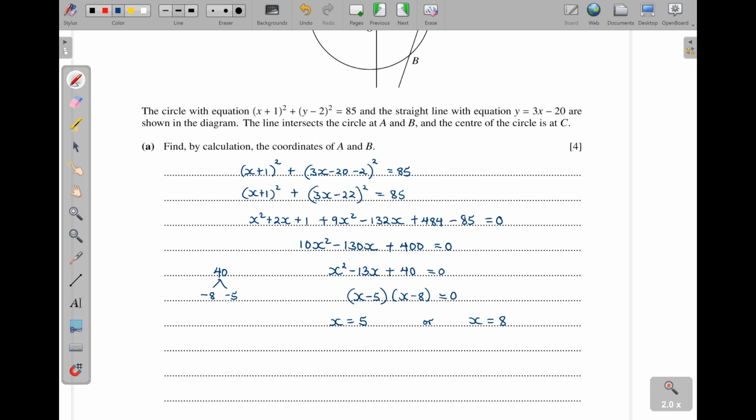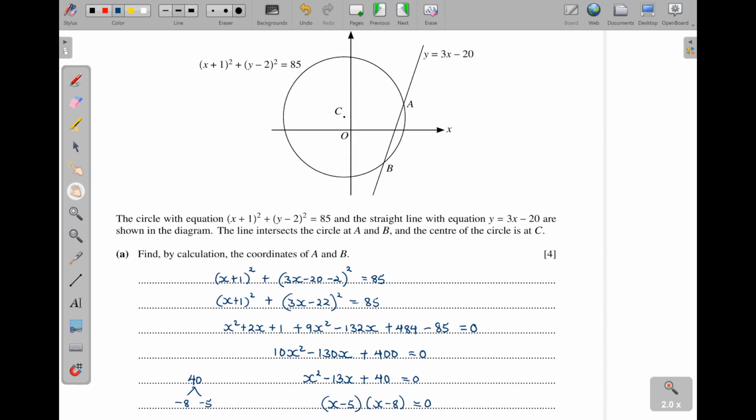So for each of these values of x, substitute to get the values of y. You can use this one or this one here, but use the one that is simpler, of course, this one here. So what will be y when x is equal to 5? That will be 3 times 5, which is 15, minus 20. This one will be negative 5. Then for x equal to 8, y is going to be 3 times 8, which is 24, minus 20. Then this one will give us a 4.